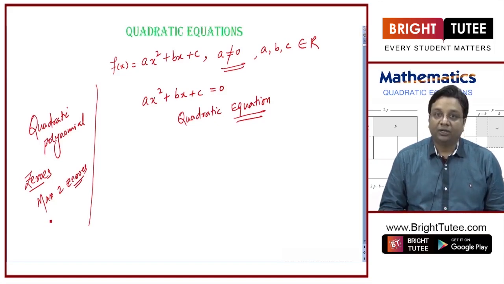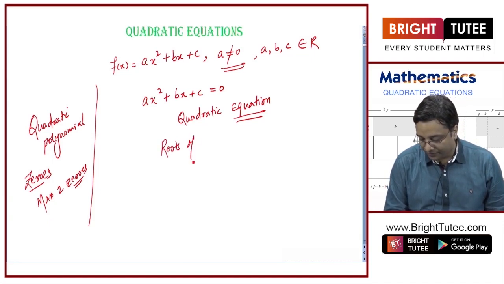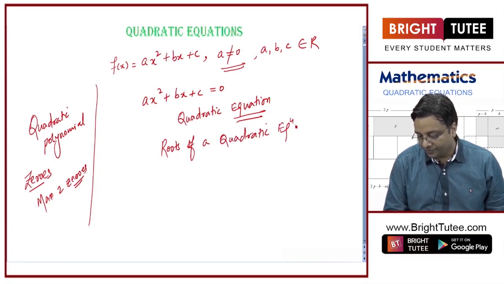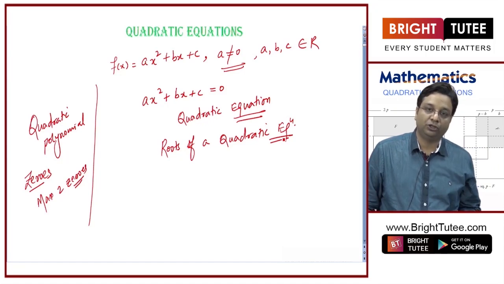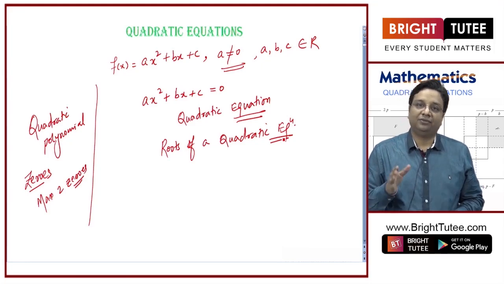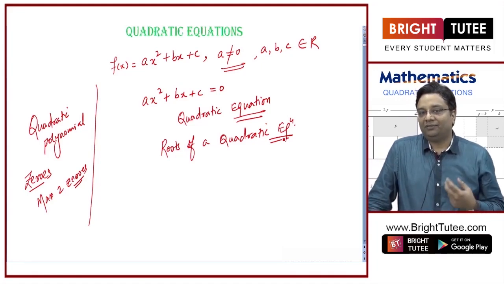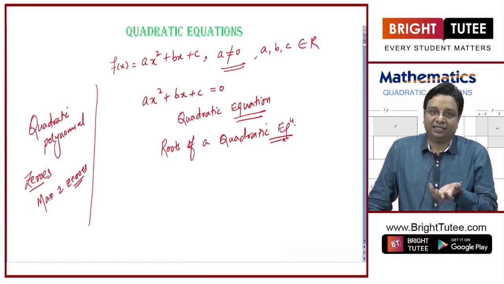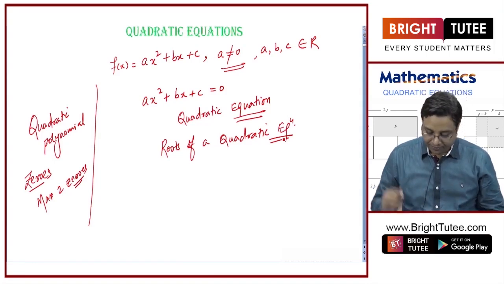And what will happen in a quadratic equation? We will call these roots of a quadratic equation. What are roots? Roots are just the same as zeros. Zeros were in the case of quadratic polynomials: the values of x where the polynomial becomes 0, right? The quadratic equation when equated to 0 will give us 2 such values where it is true, and those 2 values will be known as roots of a quadratic equation, right?